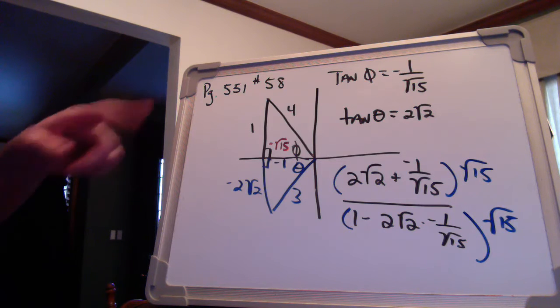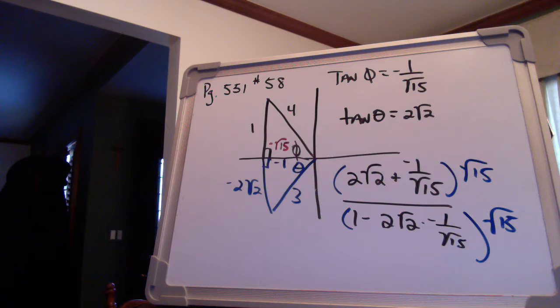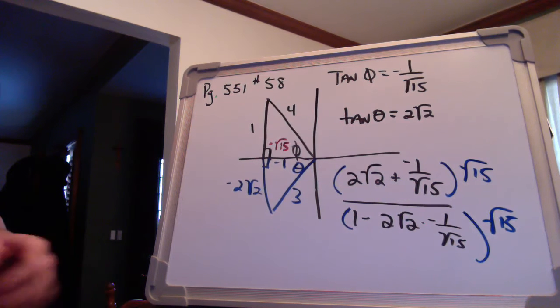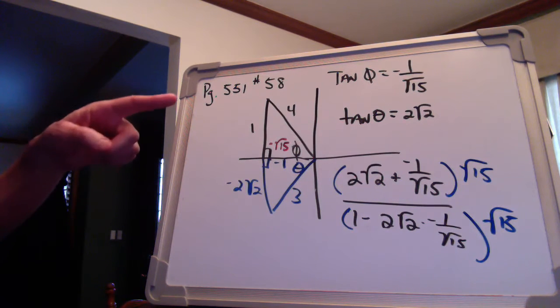So 551, number 58. And then the other one is 551, number 66. Actually, I think they're both on page 552. And I just want to make sure that you understand these types right here. Now, I didn't have enough room to write everything down, so make sure you look at the problem as you're viewing this video.